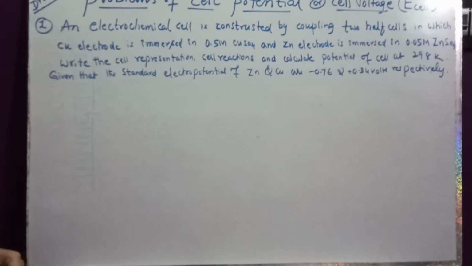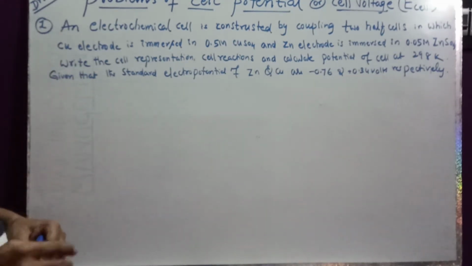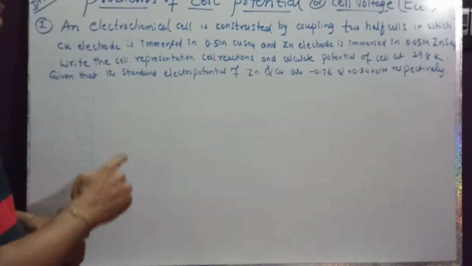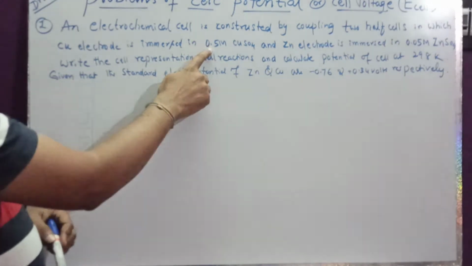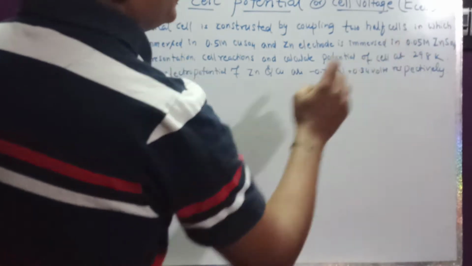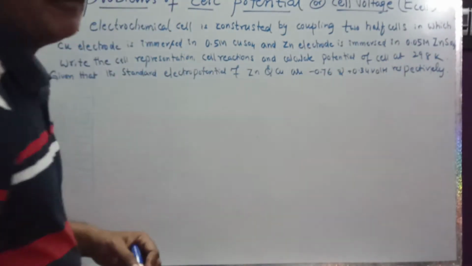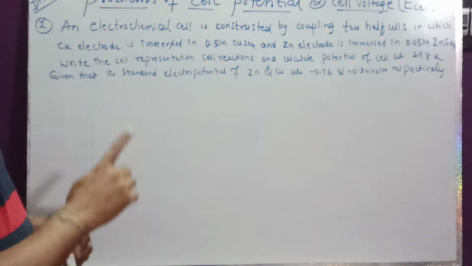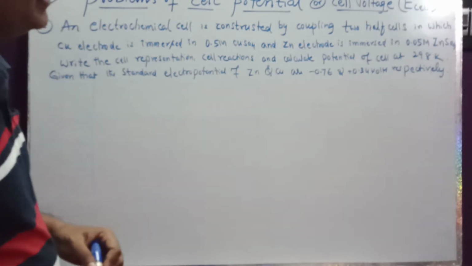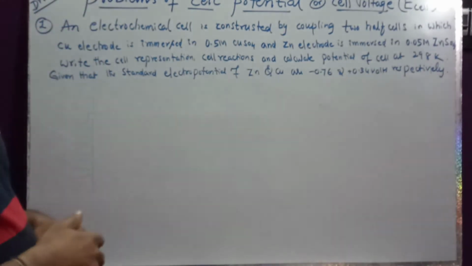First, understand the problem. Two electrodes are immersed in the solution. What are the two electrodes? One is copper electrode and another is zinc electrode. Copper electrode is immersed in 0.5 molar copper sulfate solution and zinc electrode is immersed in 0.05 molar zinc sulfate solution. Note down the temperature. See, temperature given is 298. Then standard electrode potential of zinc is minus 0.76 volts and standard electrode potential of copper is 0.34 volts.